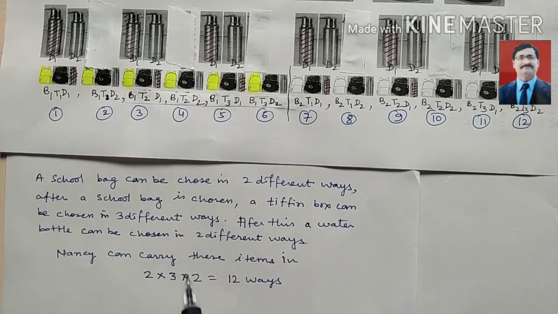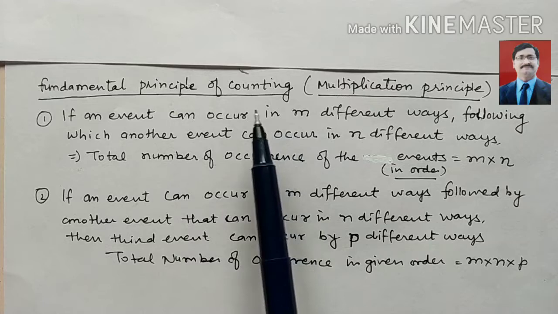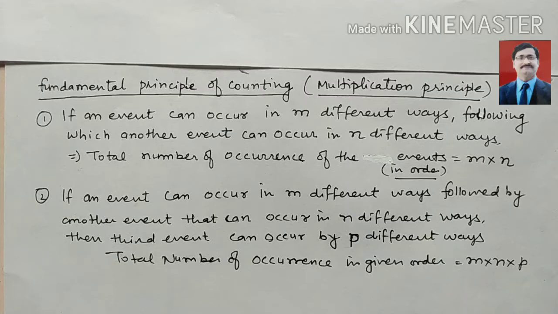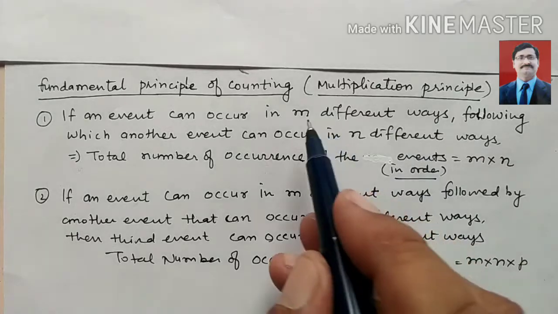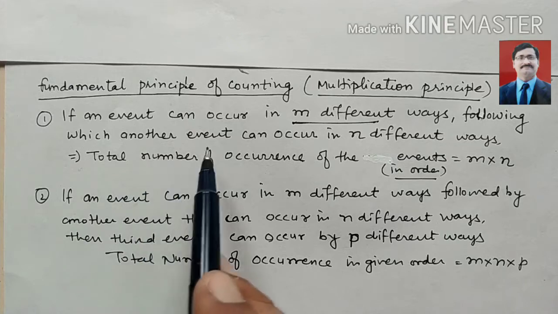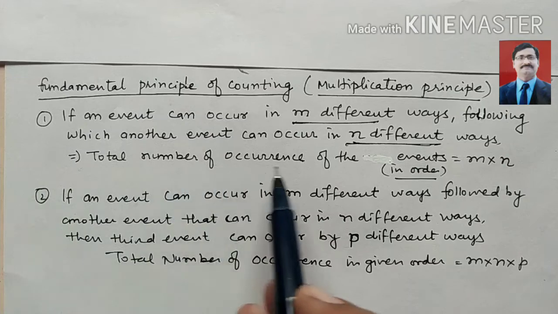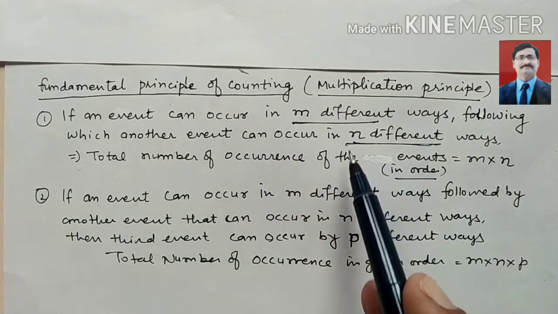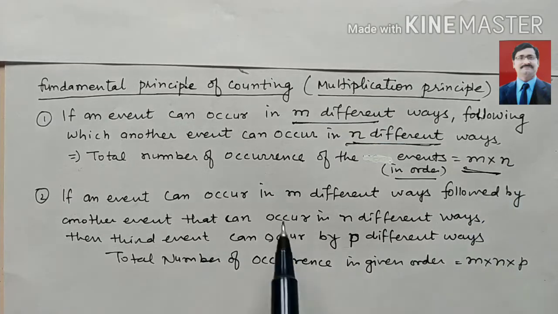So this is the principle of counting. Students, this is a fundamental principle of counting. This is a very important principle we have. So generally we can call it the multiplication principle because we have to multiply. If an event can occur in m different ways, following which another event can occur in n different ways, then the total number of occurrences of the events in this order, order meaning the first event first and the second event second, is m into n. So we get this m into n.